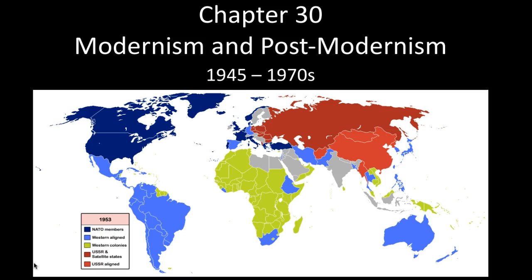This map shows you the differences between countries that were NATO members in the dark blue, Western aligned in the lighter blue, Western colonies in the green color, and then you have the Soviet and Soviet aligned countries in the different kinds of red. So we definitely see the bipolar world that you guys have learned about before. And we're going to see how art kind of adds to that.